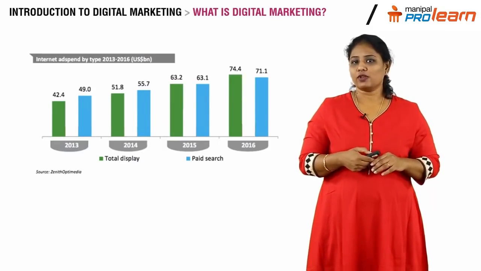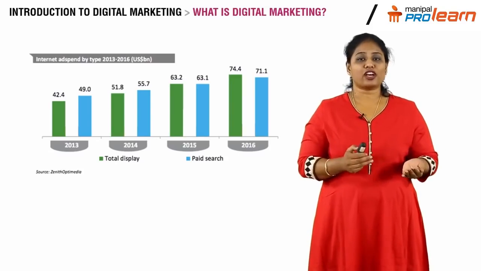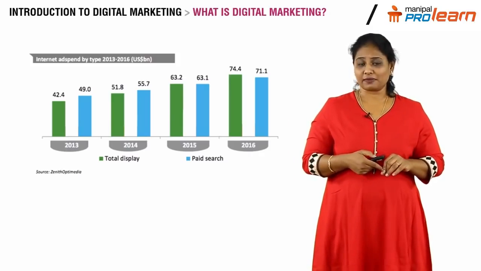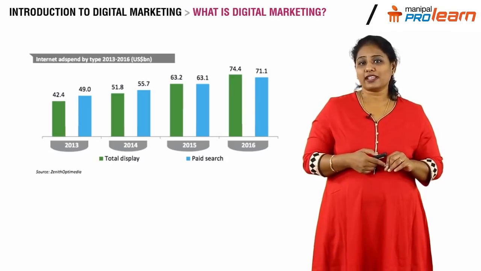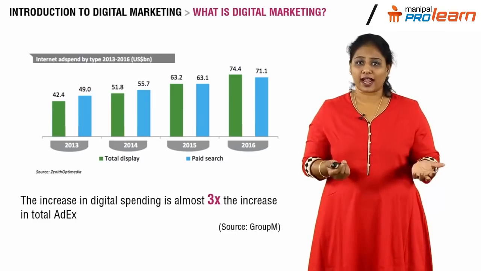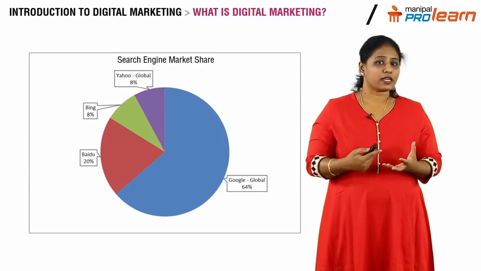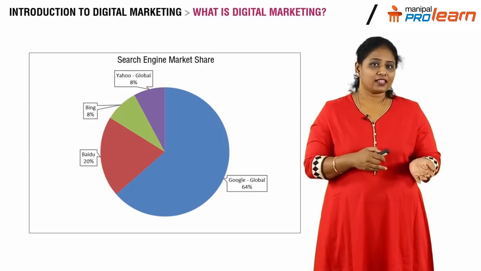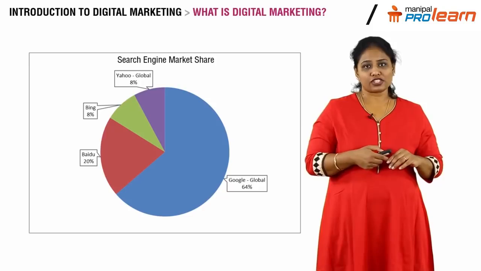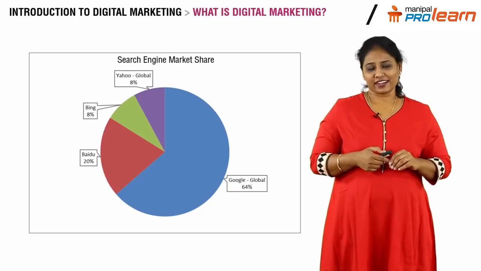And this is a result. If you see this graph, you will notice that budgets for paid search advertising and display advertising, both of which are fundamentals of digital marketing, have been increasing over the years. This year, it is estimated that there will be a spend of $126 billion. The increase in digital spend is almost 3 times the increase in the total ad expenditure for marketing. When we spoke about search advertising, where is this money being spent? This again is related to where the time is being spent. This graph shows you that the Google search engine has the largest chunk, followed by Baidu, Yahoo and Bing.